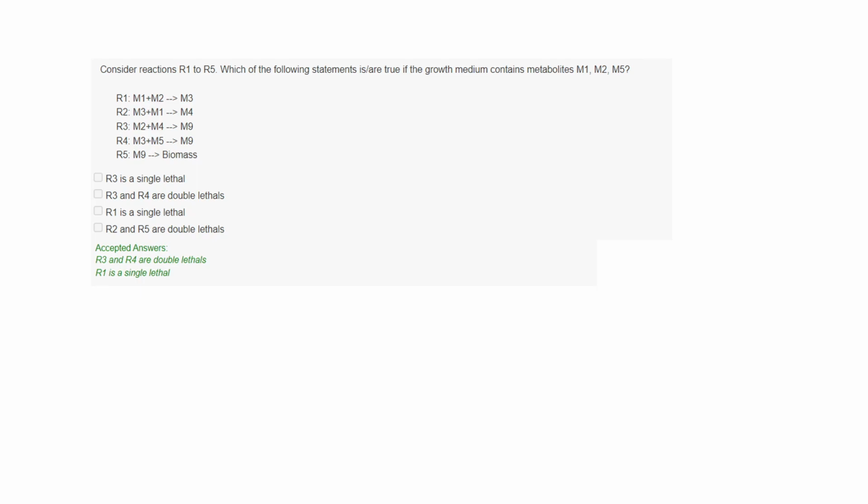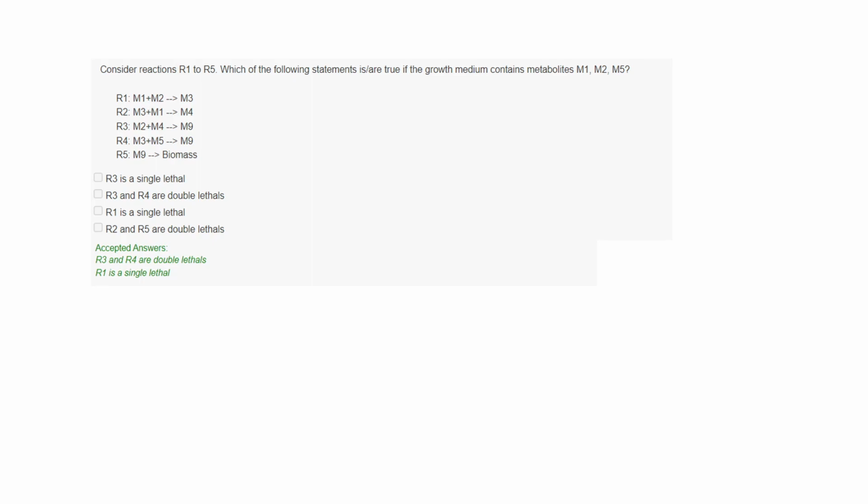But without M4 also, there is this R4 reaction where M9 is getting produced just with M3 and M5. This M4 reaction, this is a single lethal reaction. So if you stop the R2 reaction, for example, M4 will not be formed. So it's a single reaction, but it doesn't stop growth in a way, because if M4 is not there, there is an R4 reaction where M3 plus M5 again produces M9.